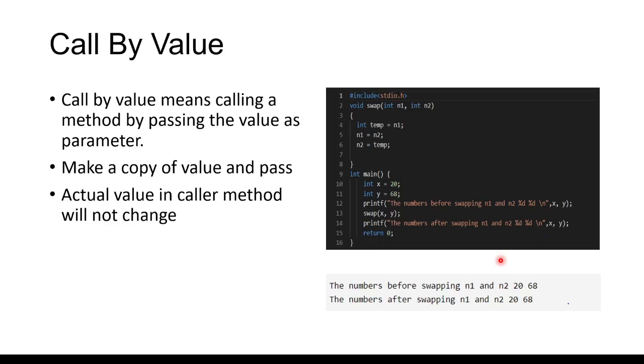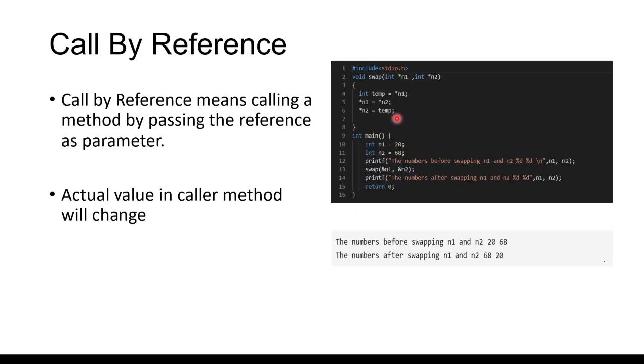So the main difference is, in call by value we are directly making a copy of this value and passing it. Because of that, whatever operation is performed in the method will not reflect in these values. But in call by reference we are passing the address of the variable. So as we are passing the address, whatever operation is performed will directly affect the memory, and those memory changes will directly reflect in n1 and n2, because n1 and n2 contain the address, okay. This is the call by value and call by reference.